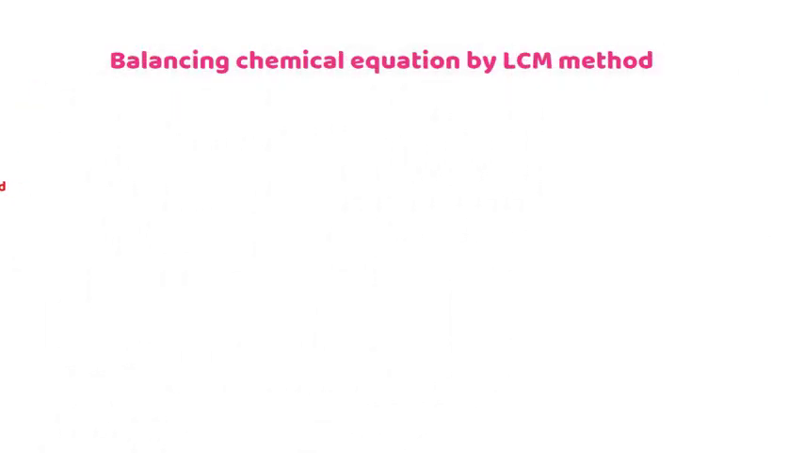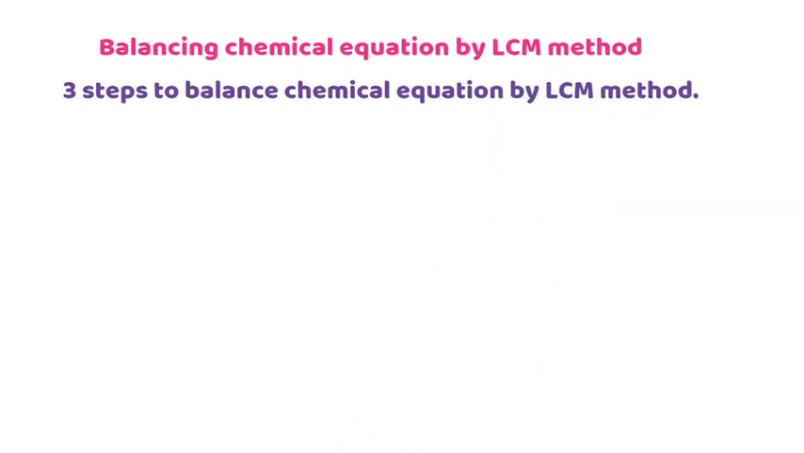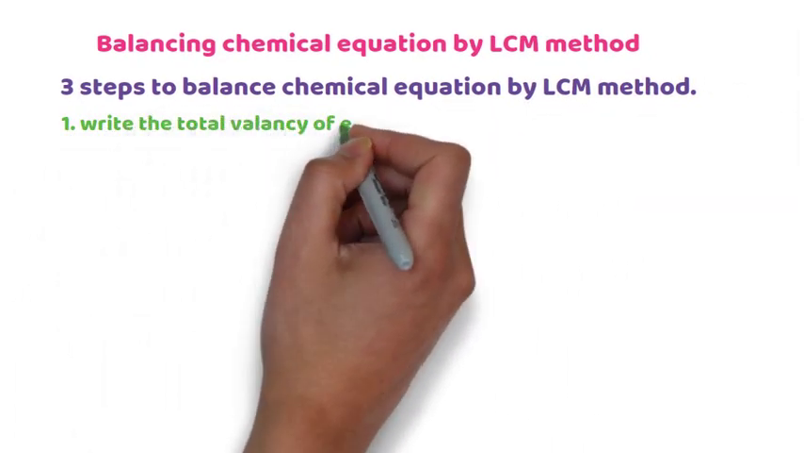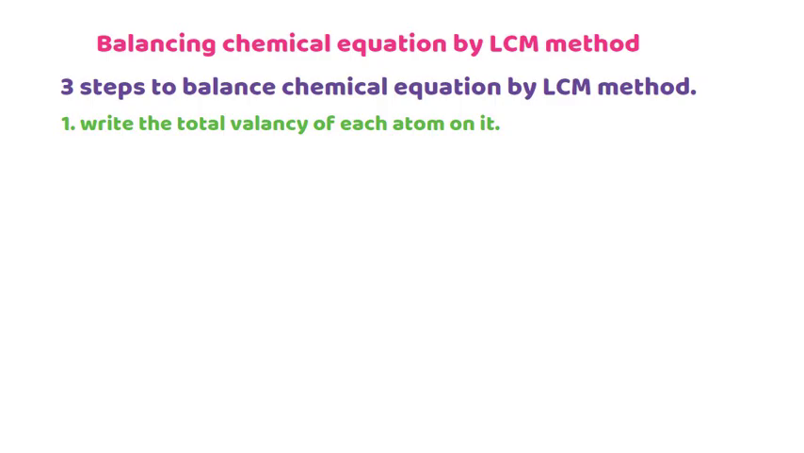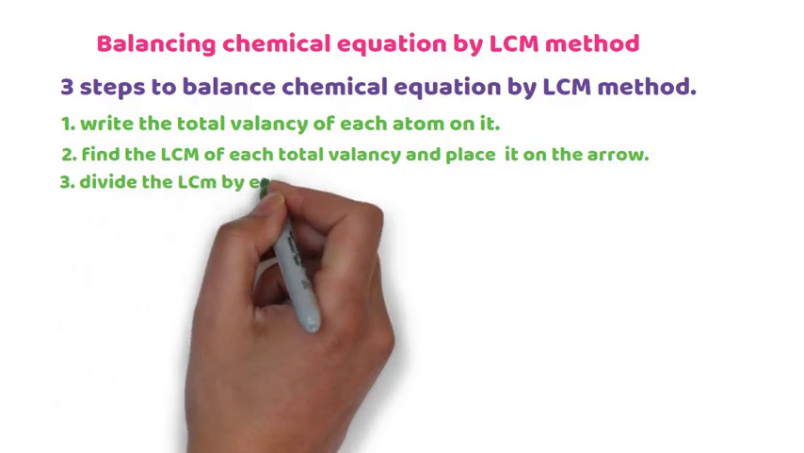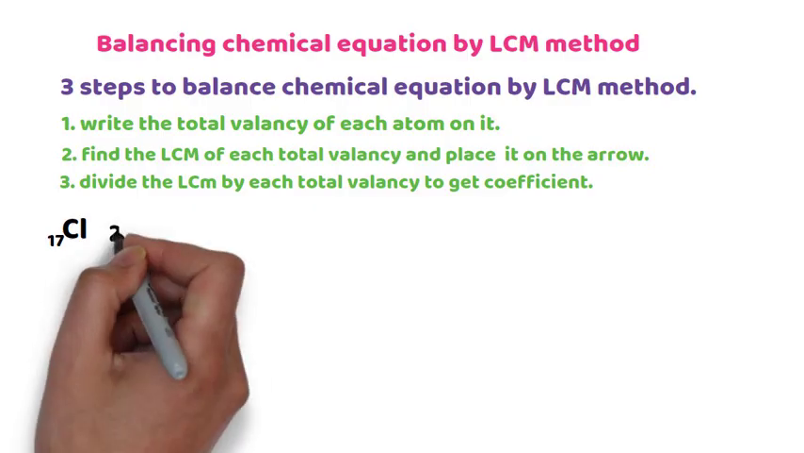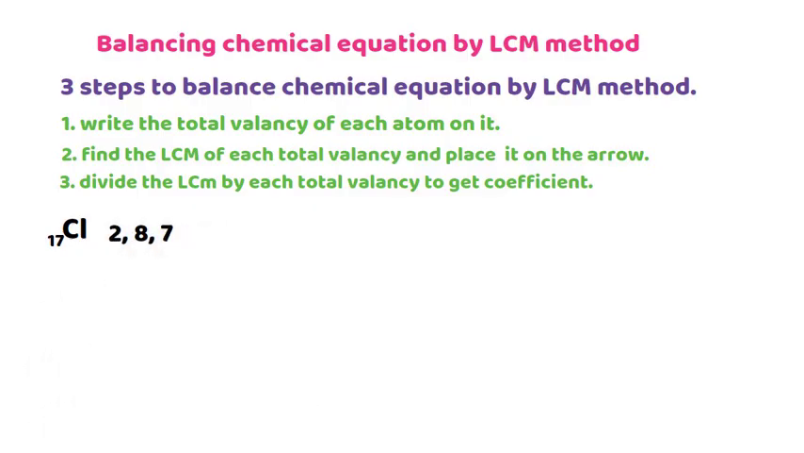Now, balancing a chemical equation by the LCM method. To balance a chemical equation by the LCM method, we have 3 steps. The first step: write the total balance of each atom. The second: find the LCM of each total balance and place it on the arrow. And the third: divide the LCM by each total balance to get the coefficient.